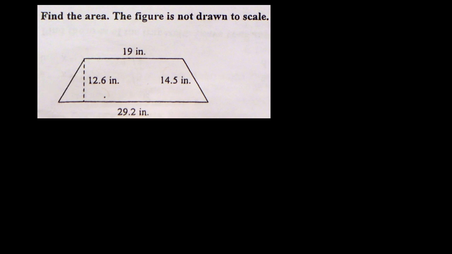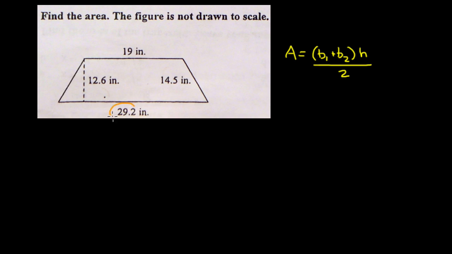Alright, so we have another example. It's a trapezoid. So to find the area of the trapezoid, we need to know the formula. Our formula for the area of a trapezoid equals base 1 plus base 2, times the height, divided by 2.